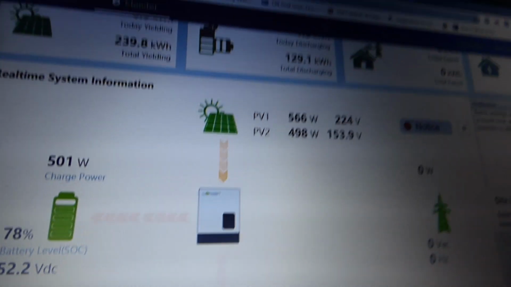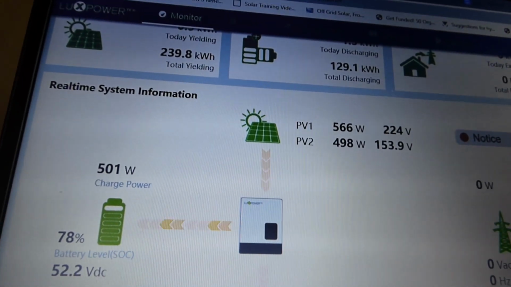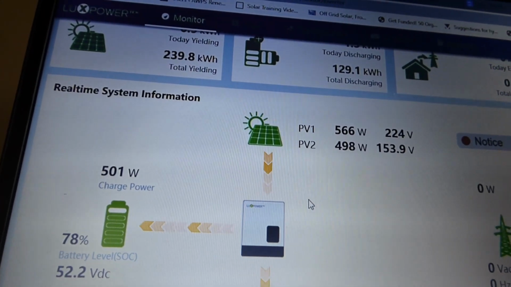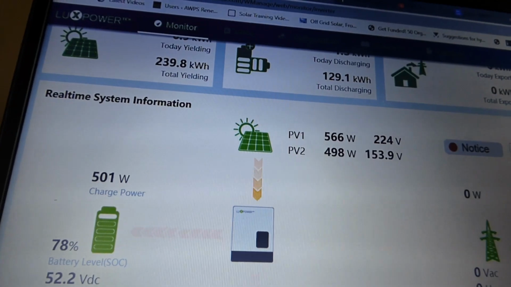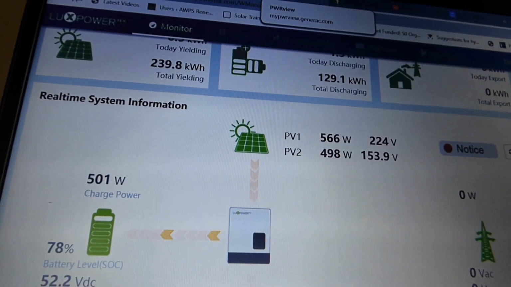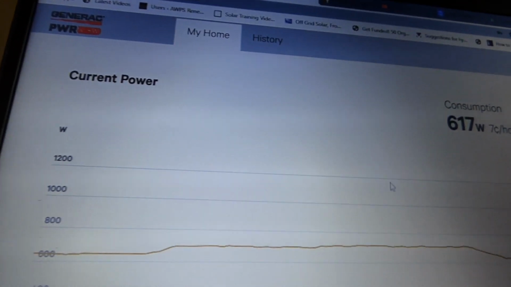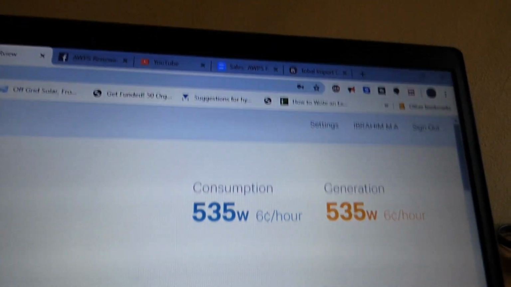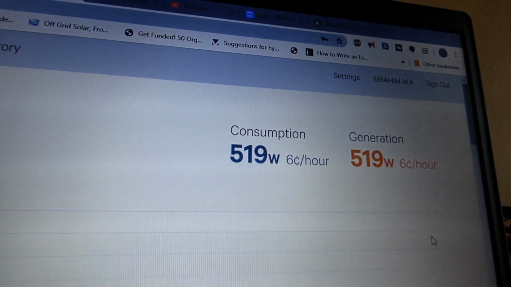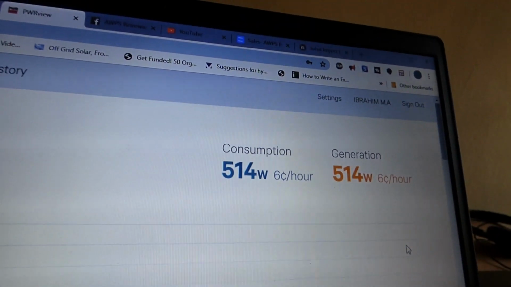coming into our loads. Right now I have the AC on, and the beautiful thing about these ACs is they don't consume that much power. I have two refrigerators and one freezer on, and I have two fans also running. And as you can see, our consumption is 529. That number continues to change.